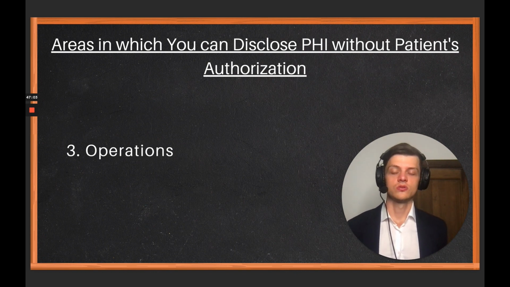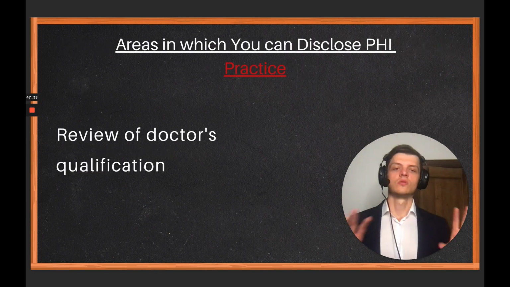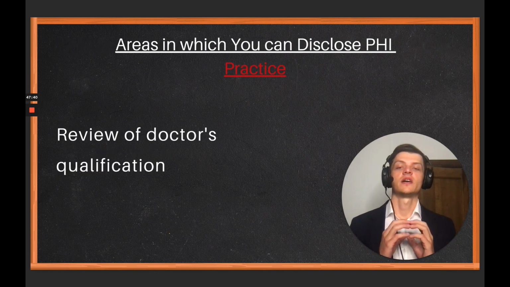A good example of it would be the audit at the facility. In order for a government body or any other private body to conduct an audit, they need access to all the information. But we cannot allow them to access it because it's PHI. So we will sign a business associate agreement with them and we will disclose PHI on the basis of the operations.